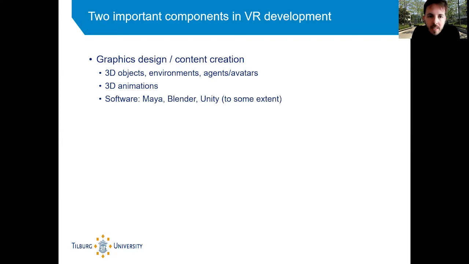Different types of software exist. I already mentioned Maya, that's often used by professionals. There's also Blender, a different type of software here. Also, to some extent in this Unity software, you can still design certain things. As I said, typically done by artists, very creative people, content creators.